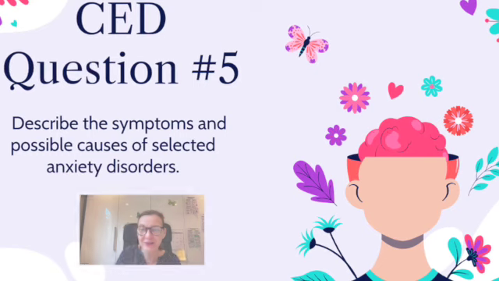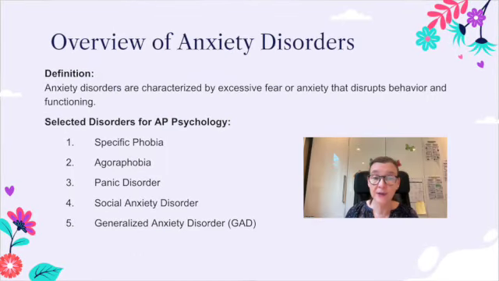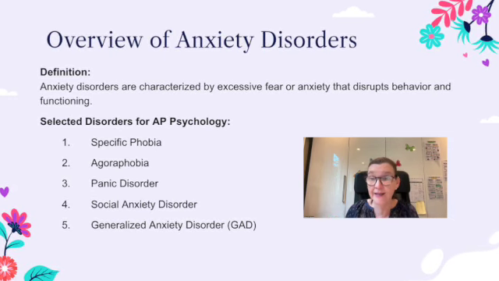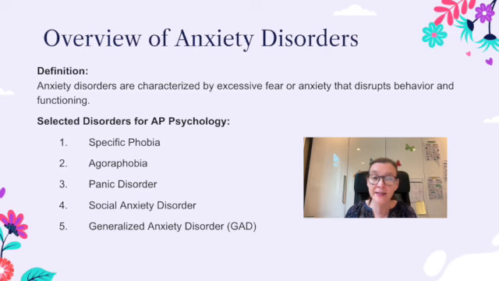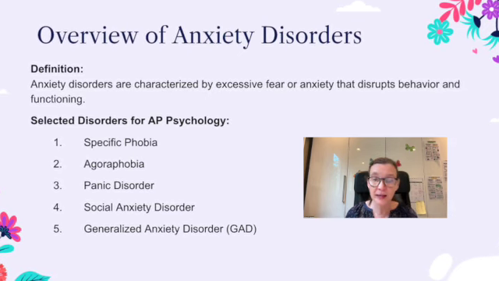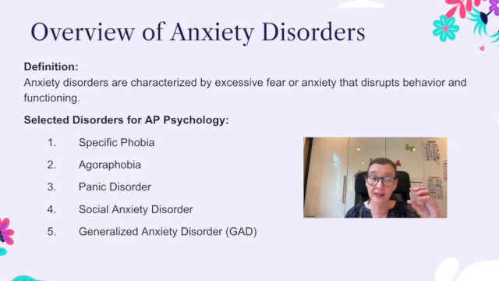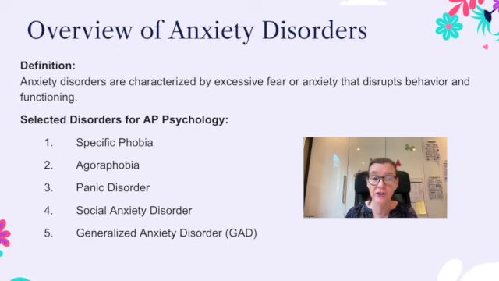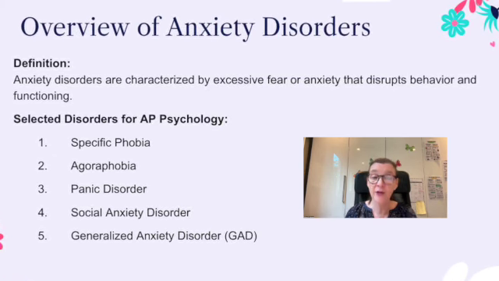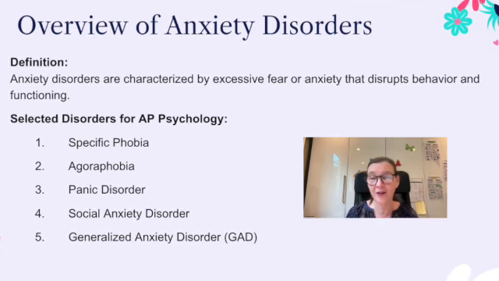We're going to break all those down. Always a good idea to have a little overview of what we're going to be talking about. So let's look at the overview of anxiety disorders. First of all, the definition of anxiety disorders is that they are characterized by excessive fear or anxiety that disrupts behavior and functioning. We're going to look at 5 specific anxiety disorders in AP psychology: specific phobia, agoraphobia, panic disorder, social anxiety disorder, and generalized anxiety disorder. I'm going to break all these down for you.